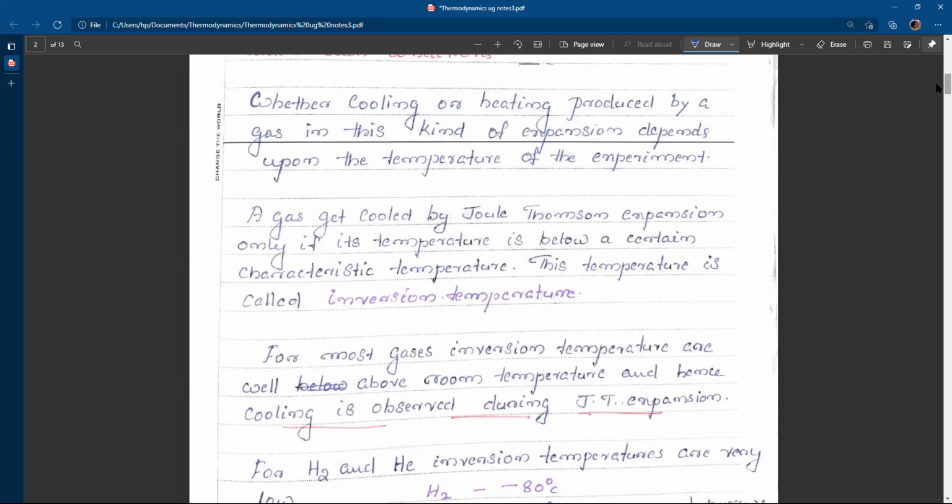A gas gets cooled by Joule Thomson expansion only if its temperature is below a certain characteristic temperature, and this temperature is called the inversion temperature of the gas. For most gases, the inversion temperature is well above room temperature, and hence cooling is observed during Joule Thomson expansion.